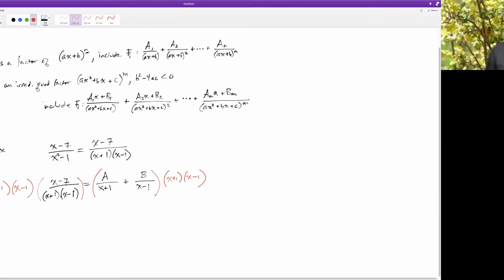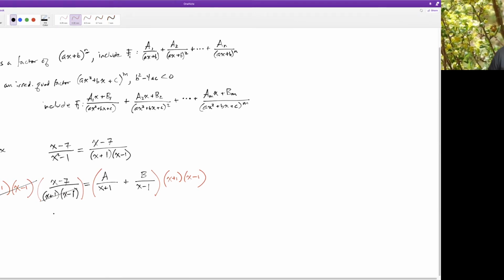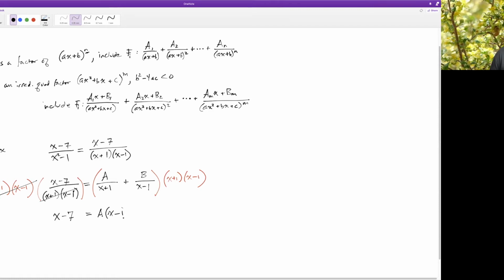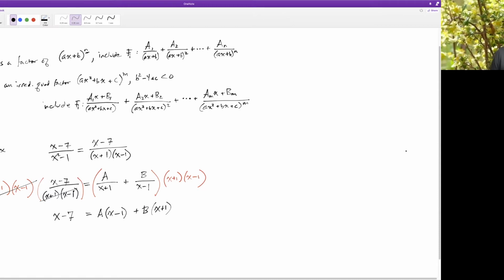Okay. Now, what happens on the left is that these cancel, and I end up with x minus 7. And on the right, remember I have to distribute this. When I multiply x plus 1, x minus 1 times the first term, the x plus 1 will cancel, and I'm left with a x minus 1. And when I multiply it to the second term, the x minus 1 cancels, and I'm left with b times x plus 1. Okay.